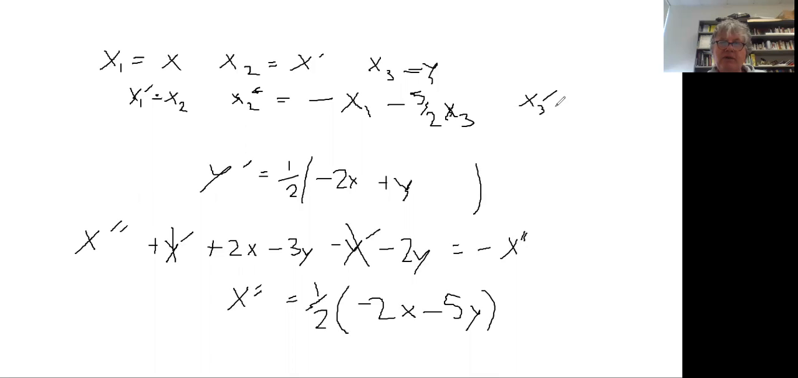And then finally, we got x3 prime, that's our y prime, that's equal to minus x, which is minus x1, plus, yes, plus y, which is x3, divided by 2. Okay, on to the next question.